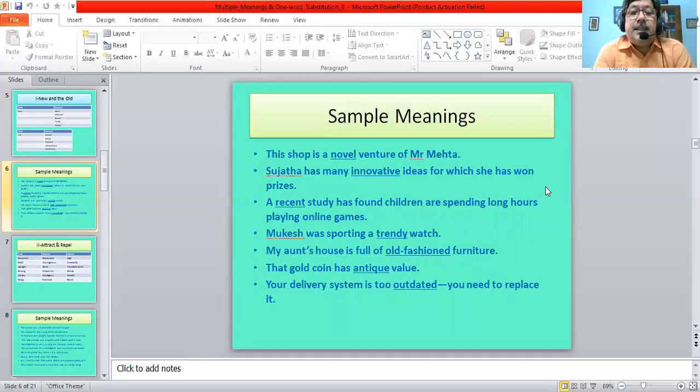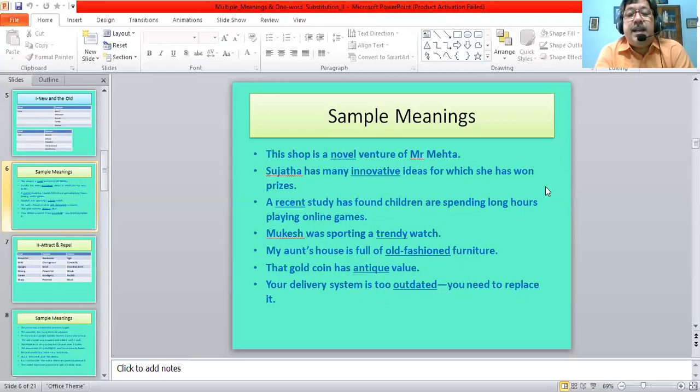For example, this shop is a novel venture of Mr. Mehta's. That means it is something new that he is starting. Sujata has many innovative ideas for which she has won prizes. That means she has got a lot of new ideas, and they are recognized because she has won prizes for them. A recent study has found children are spending long hours playing online games. So it is a study which has been conducted very recently. So that has found that children are playing long hours online games.